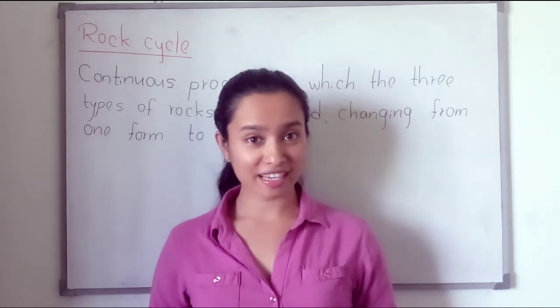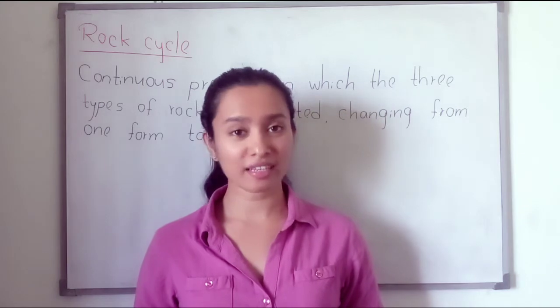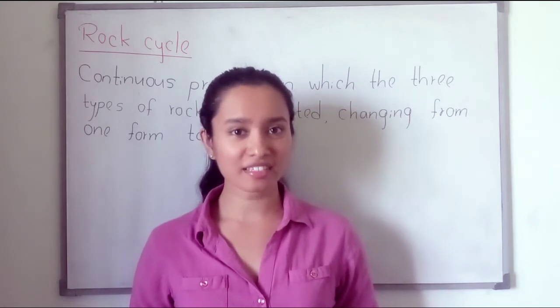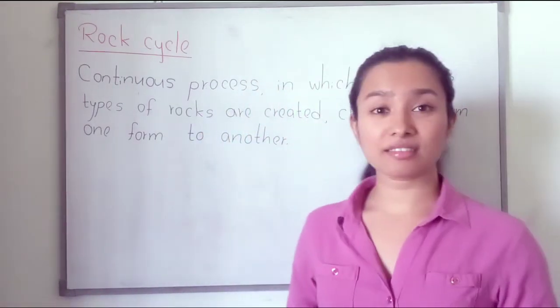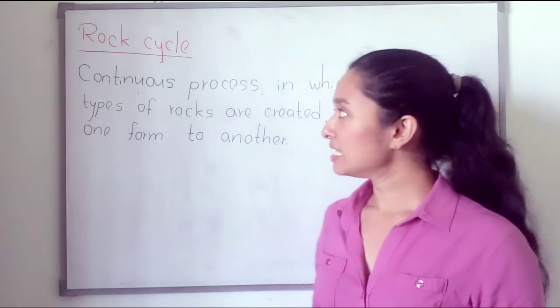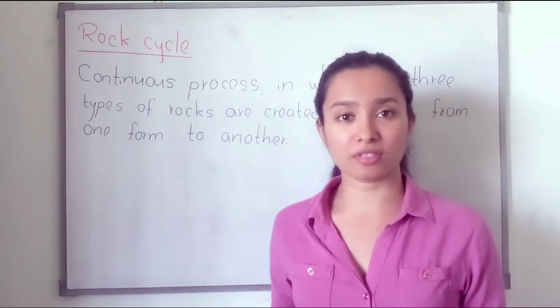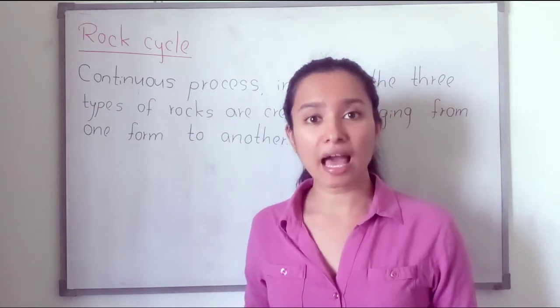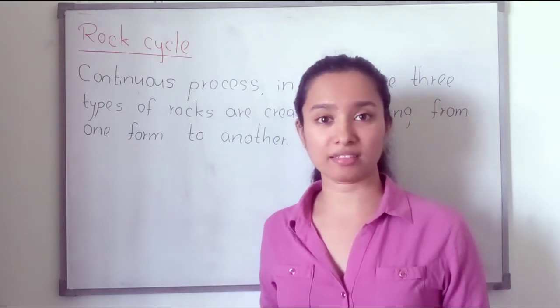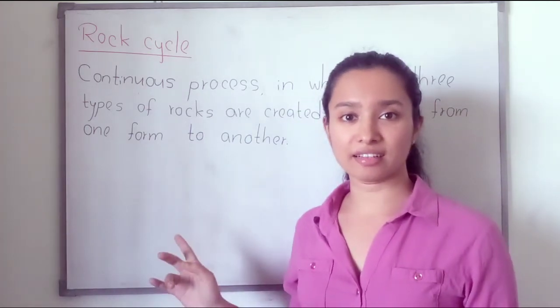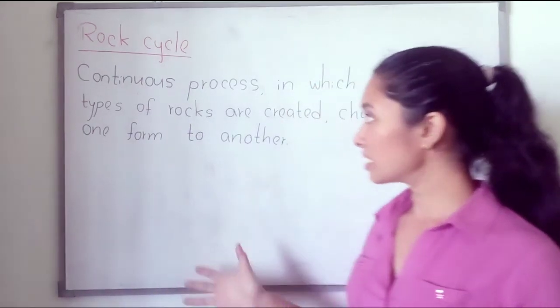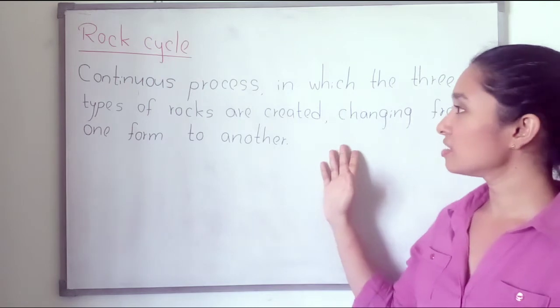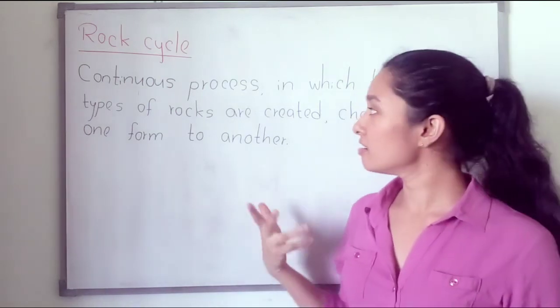In this video, we are going to discuss the third part of the lesson: the rock cycle. What is the rock cycle? It is a continuous process. Continuously it is happening. There is no end. It is a cycle, a continuous process in which the three types of rocks are created.